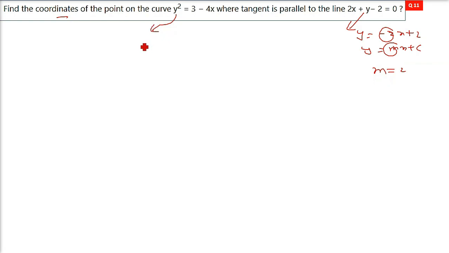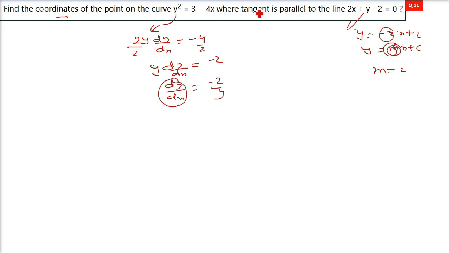I'll just change it. Now differentiate this with respect to x. 2y dy by dx is going to be equal to 3 is going to be 0, it will be negative 4. So dy by dx, divide both sides by 2. Dy by dx is going to be equal to negative 2 divided by y. So this is the dy by dx, or the slope of the tangent. Now you already have the slope of the line which is parallel to this. So you can just equate this. Minus 2 equals minus 2 by y. I have told you m is negative 2. So just make this one as positive. So you will get y is equal to plus 1.